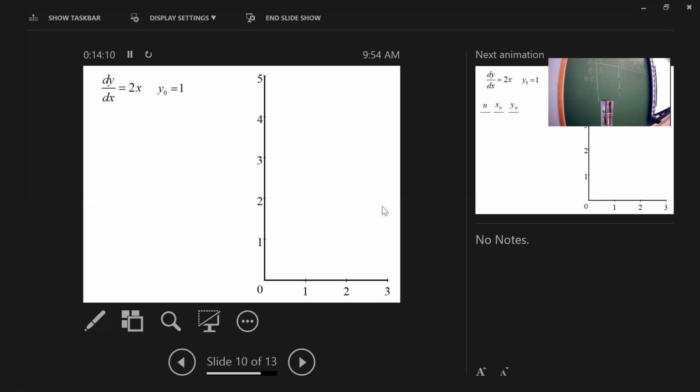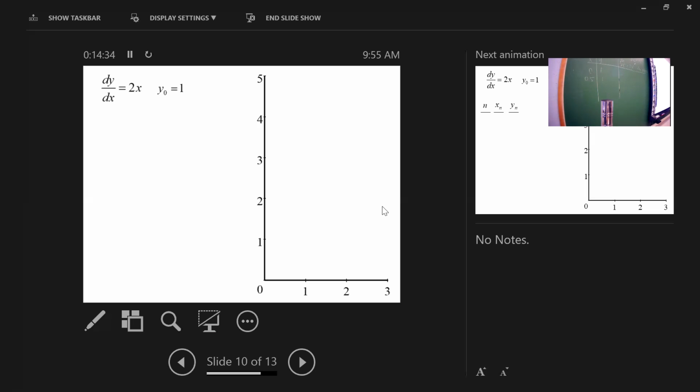There you go, over this again. Look what happened. Here's the change in y: 2x times 0.5. 2 times 0 is 0. 0 times 0.5 is 0. So dy is 0. Your change in y is 0. It was 1, it stays 1.